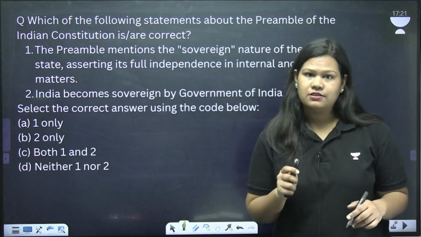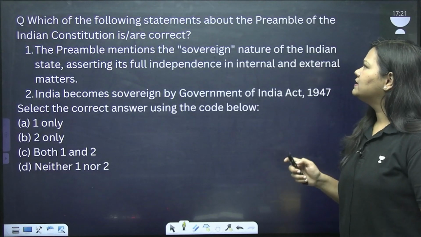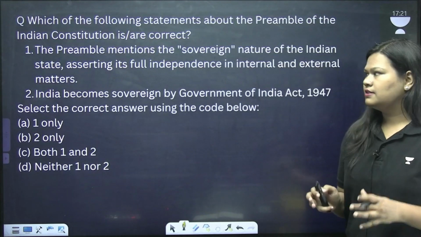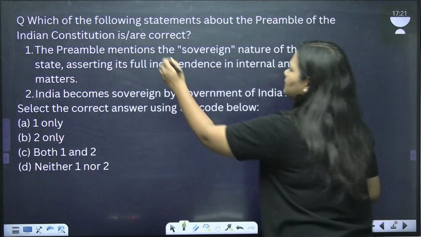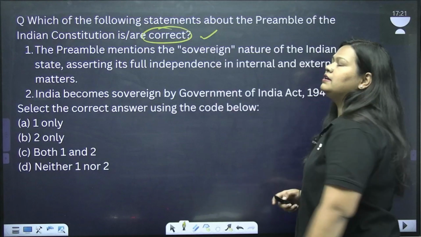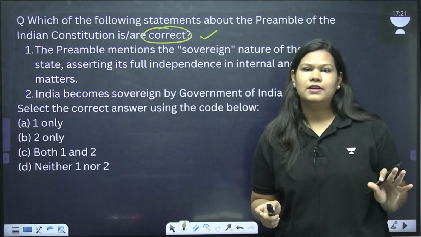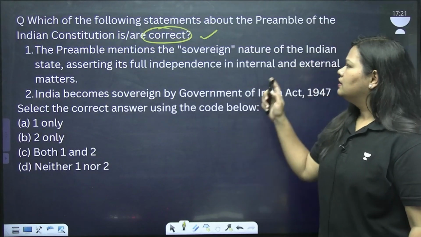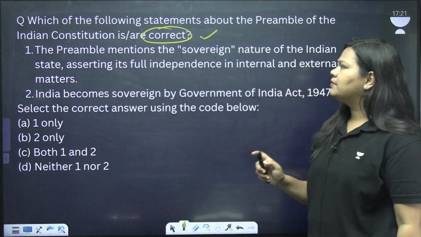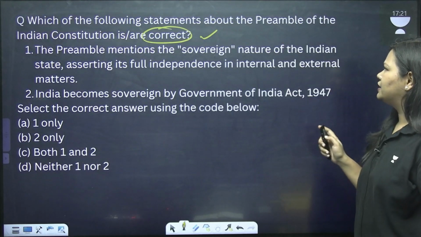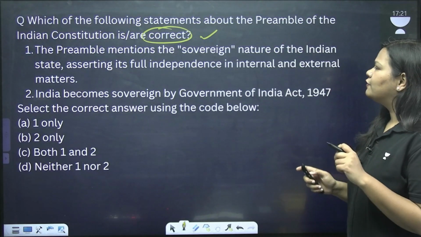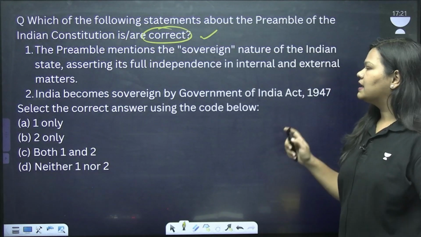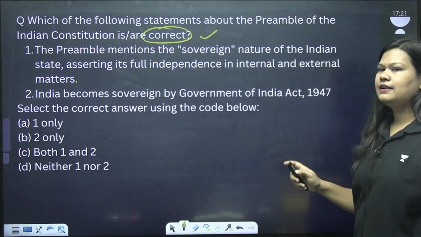Now coming to the next question. Which of the following statements about the preamble of the Indian Constitution is or are correct? Now we need to identify the correct statement. Just make a habit to mark the keywords asked in the question, because at times they might ask you to identify the incorrect statement. Now we'll read the statements. The first statement is the preamble mentions the sovereign nature of the Indian state, asserting its full independence in the internal and external matters. Statement 2 is India becomes sovereign by the Government of India Act 1947.